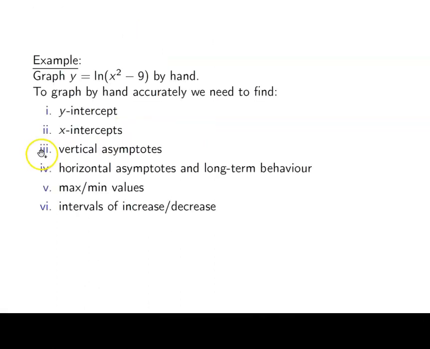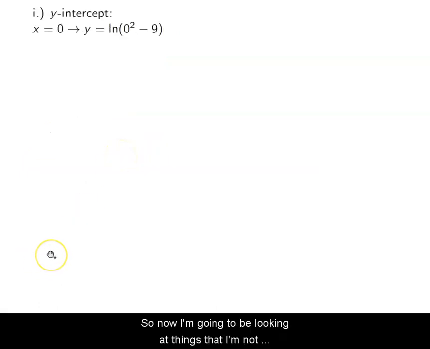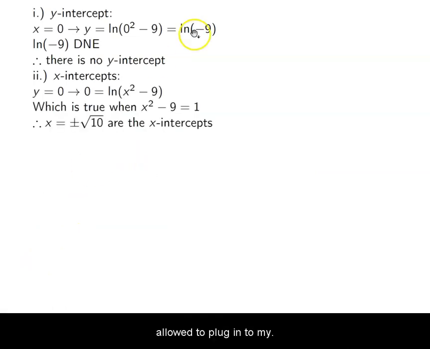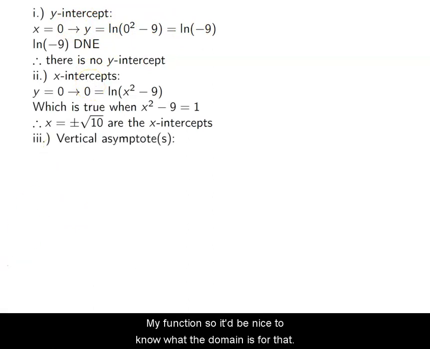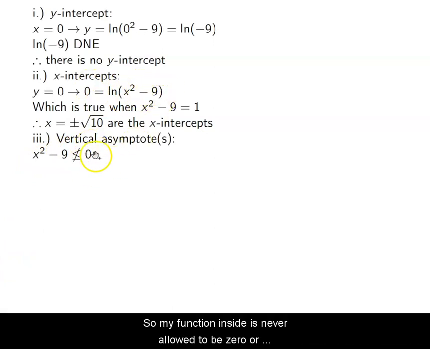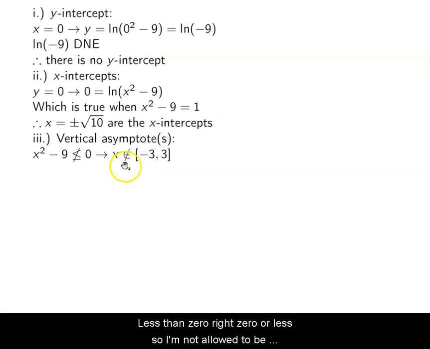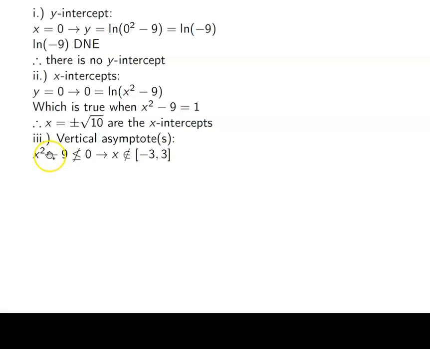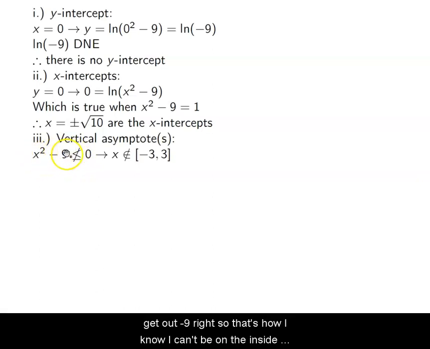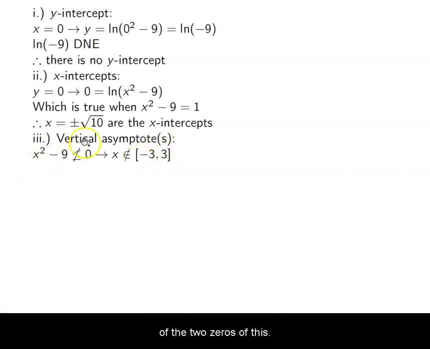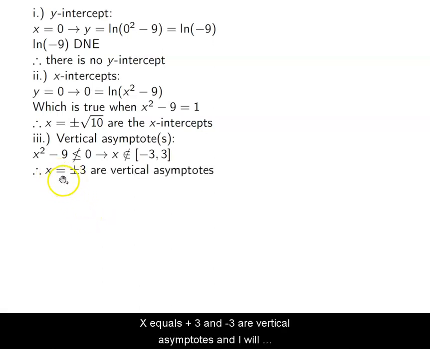For 3, we're looking at vertical asymptotes. Now I'm looking at things that I'm not allowed to plug into my function, so it would be nice to know what the domain is. The inside of my function is never allowed to be 0 or less than 0. You can't plug anything into natural log that is 0 or less. So I'm not allowed to be the values -3 or 3 or any value in between. When I plug in a value between -3 and 3, this value will be negative. For instance, if I plug in 0 here, I get out -9. So x equals 3 and -3 are vertical asymptotes, and I will have nothing existing in between these values because it's outside of my domain.